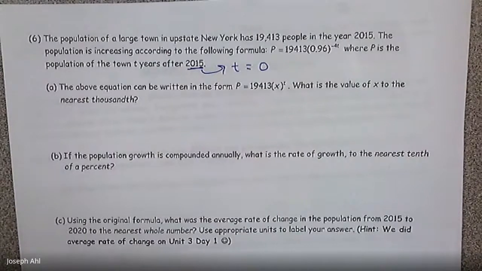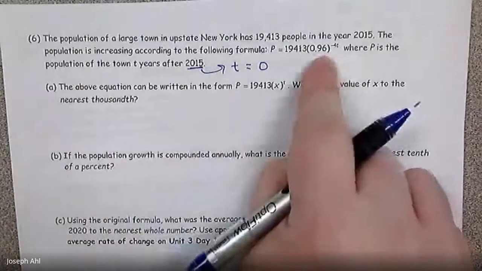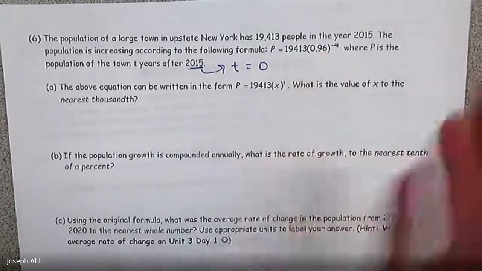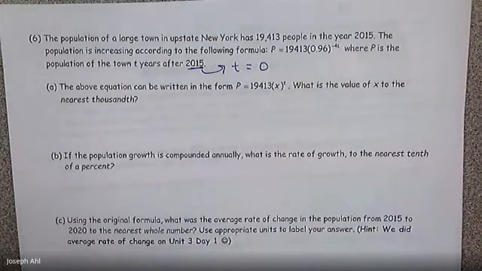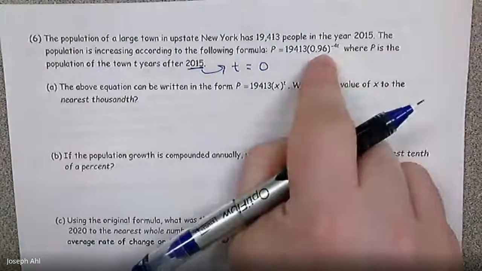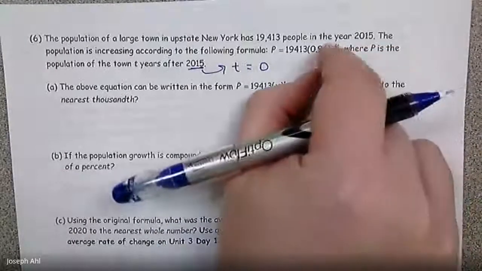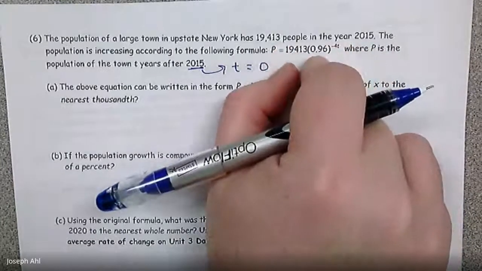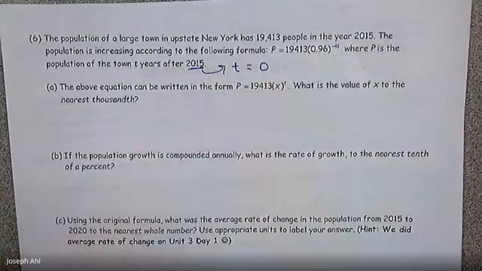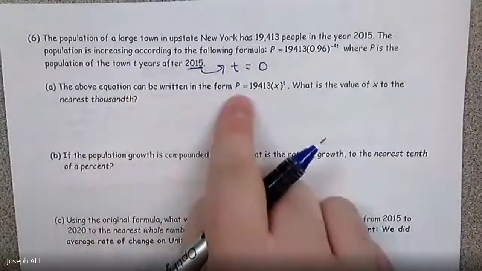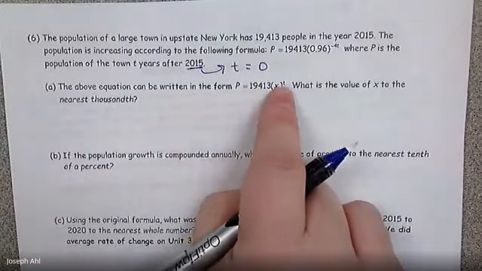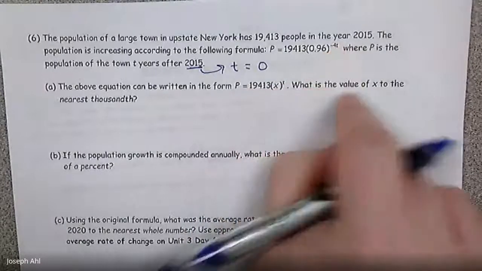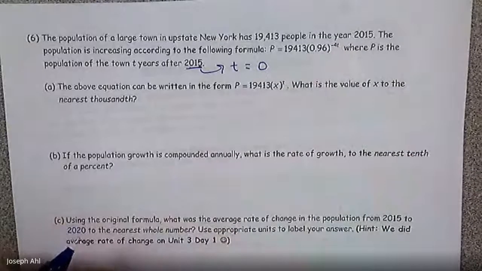Okay. Now, it doesn't look like this population is growing when you see a base initially, just at a really quick glance, of 0.96. 0.96 as a base is less than 1, so we're thinking maybe this is exponential decay. But when we find the equivalent rate by sucking in that negative 4 here, sorry for the sound effects, you're going to find that this rate actually does become a value that's larger than 1. Let's check it out. The above equation can be written in the form P equals 19,413 times x, some base just to the t. Okay, I don't want that negative 4 up there anymore. What is the value of x to the nearest thousandth?